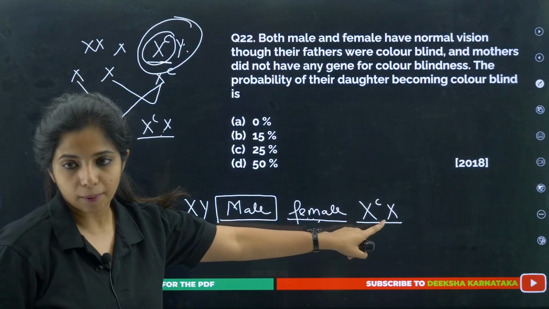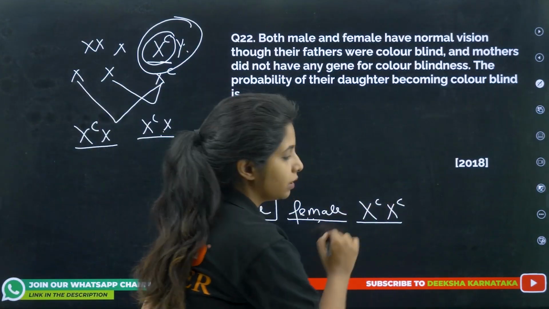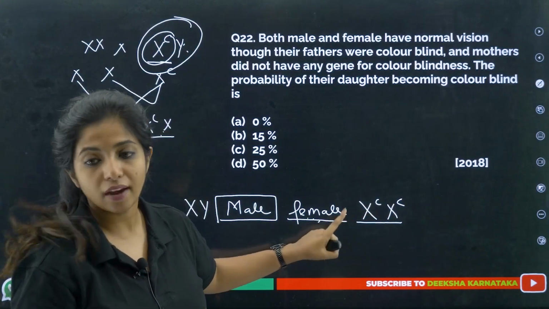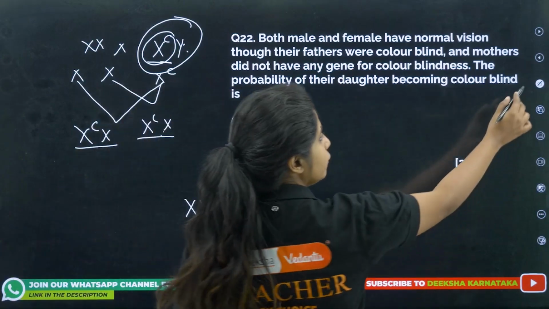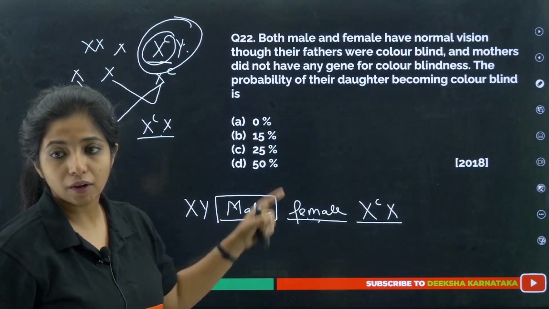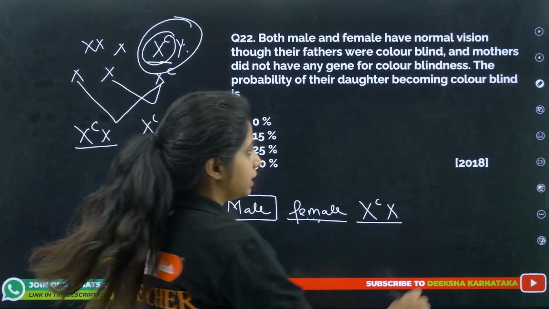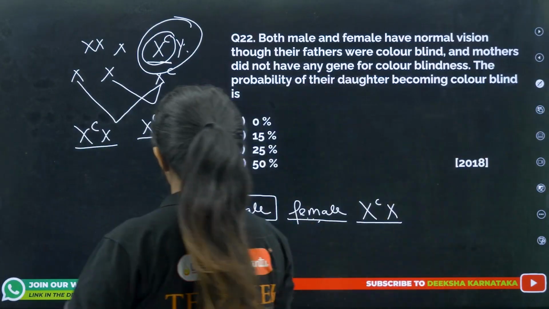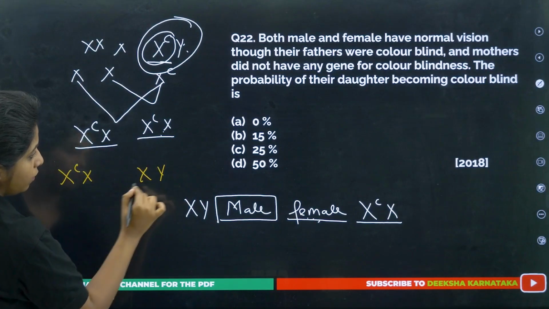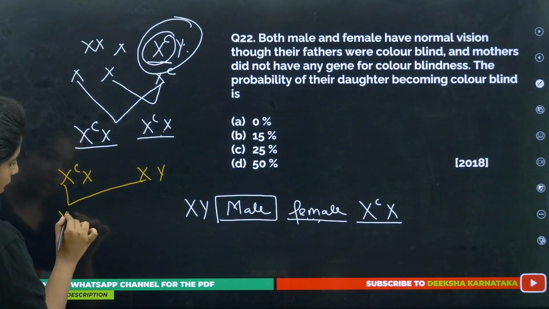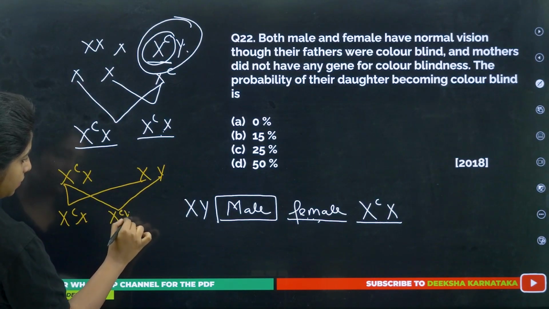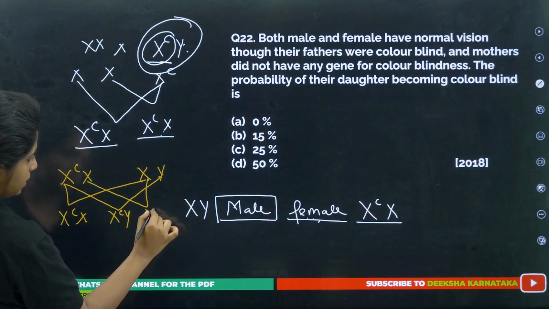Obviously she cannot have both conditions, otherwise she would be colorblind. She cannot have normal vision then. But in the question it is said that they have normal vision. So this should be the case. Now when they cross, what is the probability of the daughter becoming colorblind? Let's see that. Over here I am going to cross it. So I have XCX from the mother and XY from the father. When I cross this with this, I get XCX, and I cross this with this, I get XCY. When I cross this with this, I get XCX.